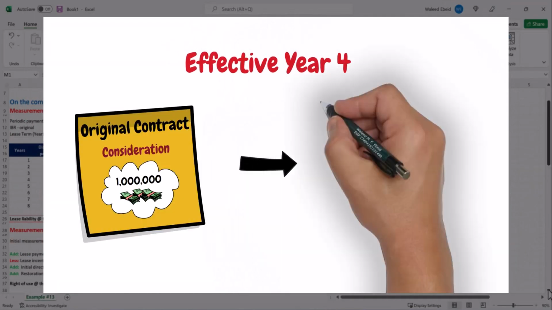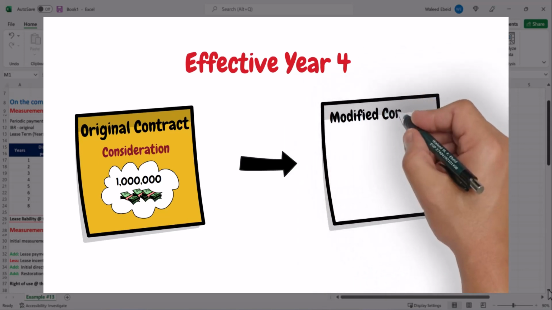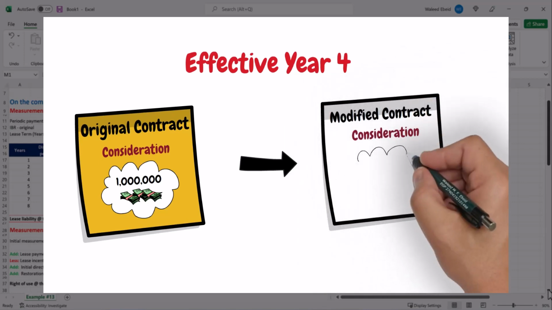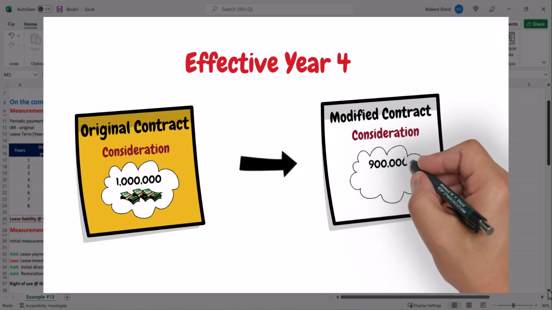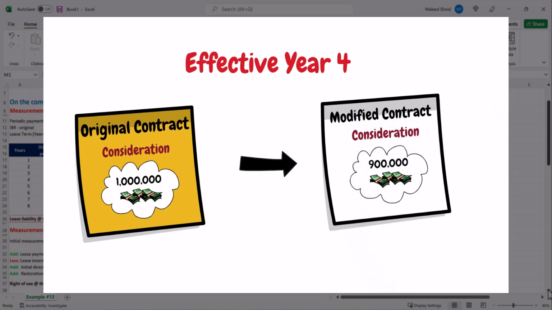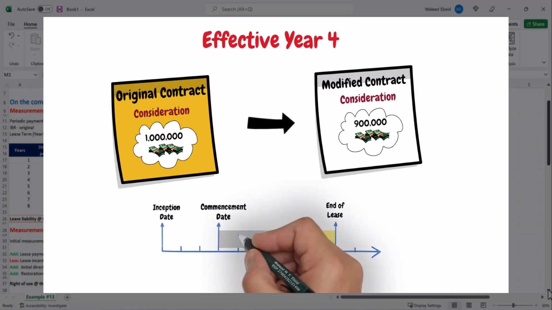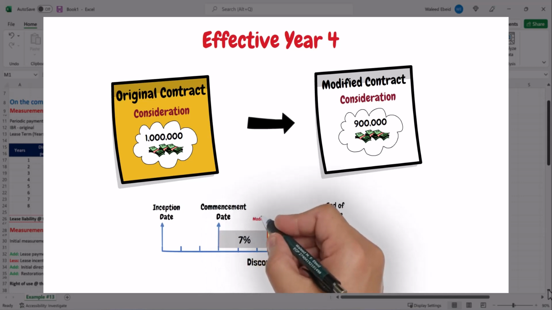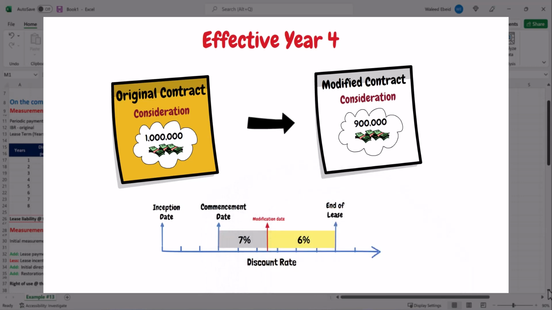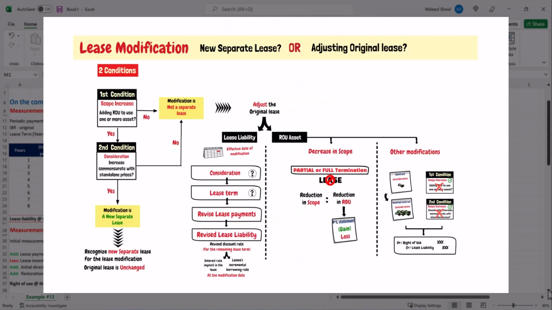Starting from year 4, there was a reduction in the lease payment for whatever reason, and the revised lease payments became $900,000 starting from year 4, and the revised discount rate as of the date of modification was 6% for the remaining lease term. Let us apply the two conditions for this modification to see how we should account for it.